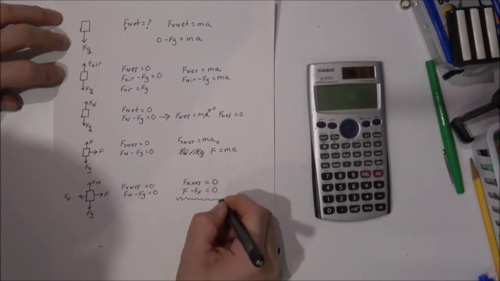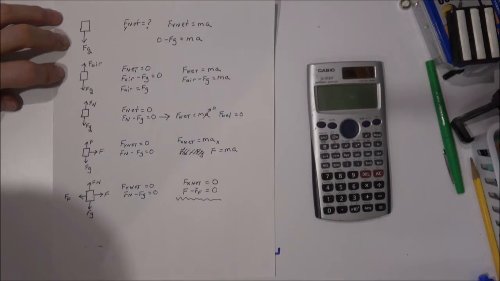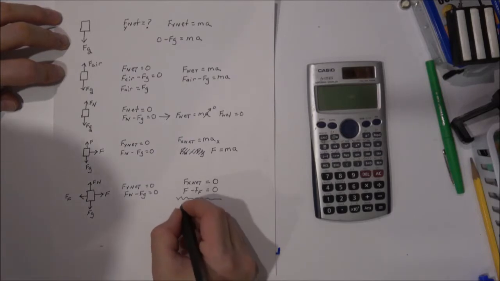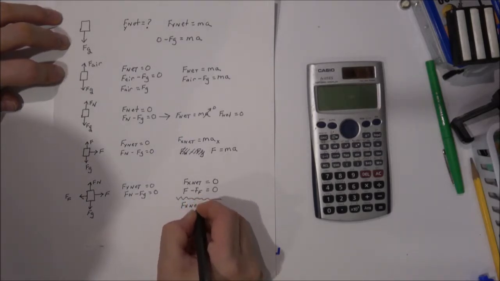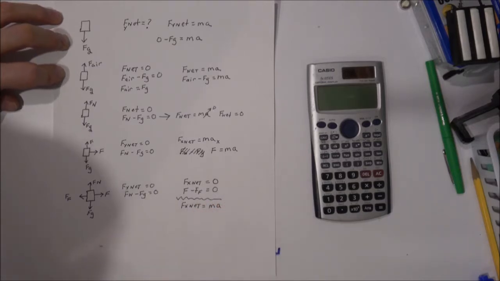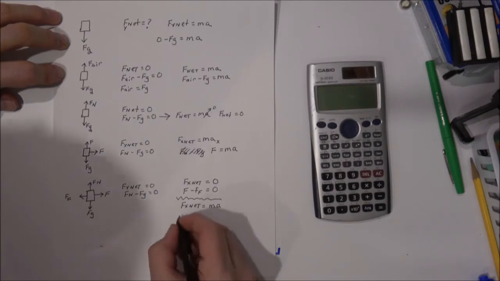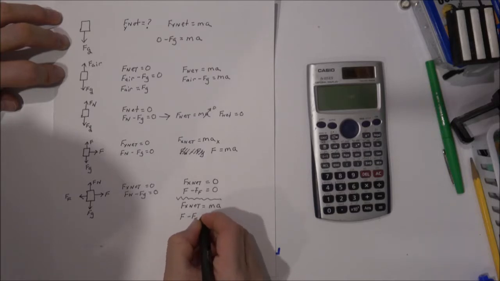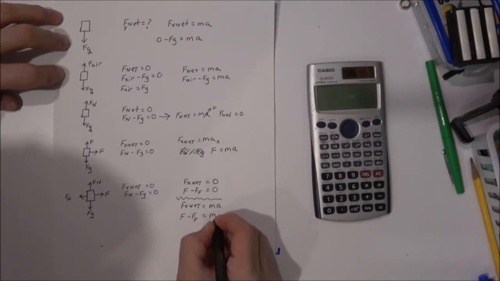Let's take the same problem and assume that it's accelerating. So in other words, Ff is a little bit smaller than F. In this case, we'll write Fxnet equals mass times acceleration. That's going to be back to the same thing though, F minus force of friction equals ma.